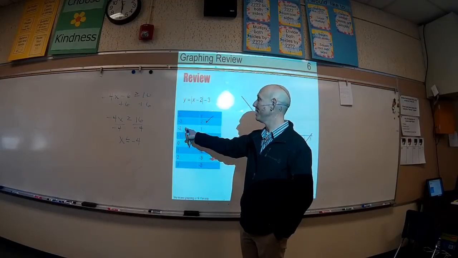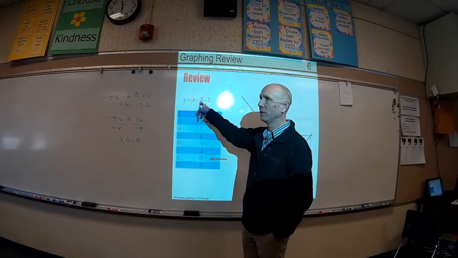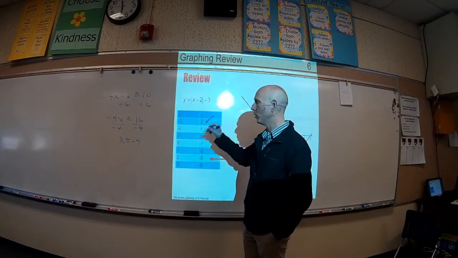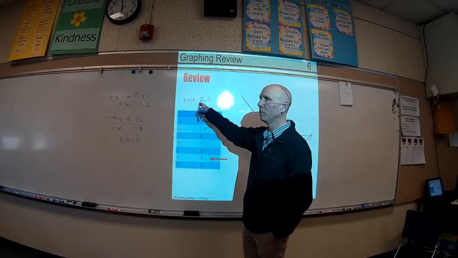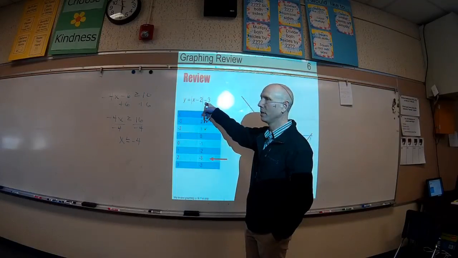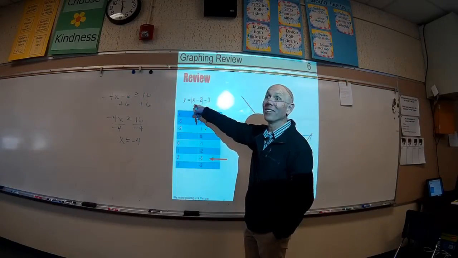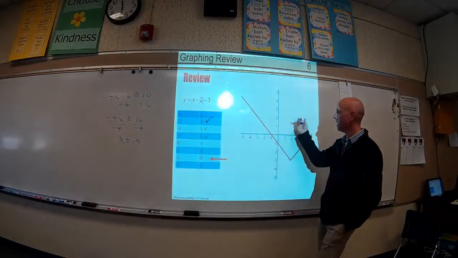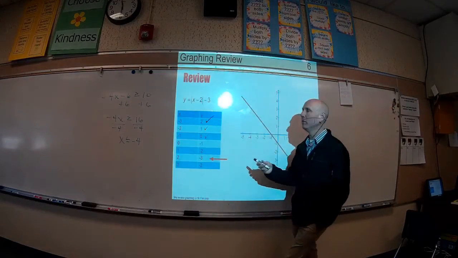-2. Ready, Miranda? -2 minus 2. Absolute value? 4. Gordon, -1. -1 minus 2 is -3. Absolute value, 3. Then 0: 0 minus 2 is -2, absolute value 2. Then 1: 1 minus 2, absolute value 1. Then 2 minus 2 gives 0. Boom. So I plug it in, I plot the points, I get an absolute value V.